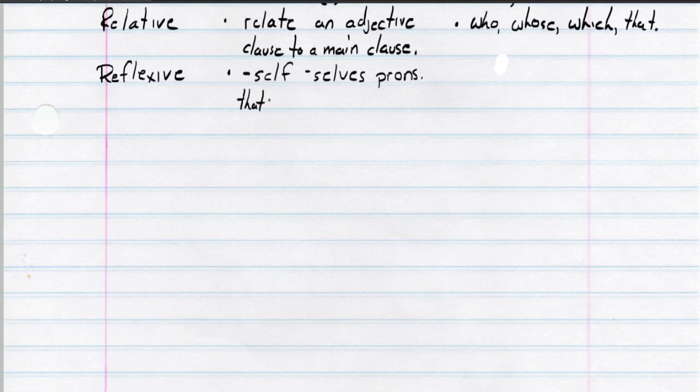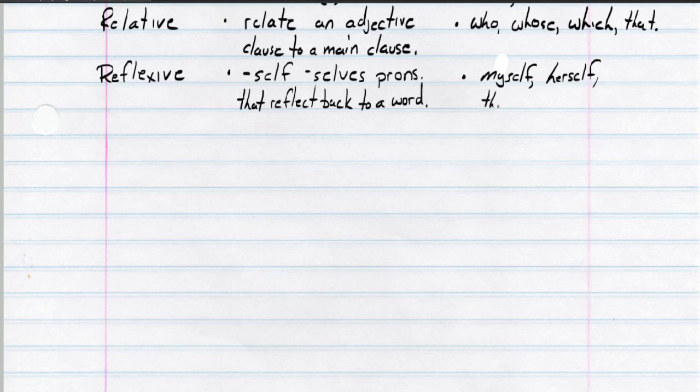that reflect back to a word. Okay, a dash self or selves pronoun that reflect back to a word. So for example, myself, herself, themselves, and there are many more.